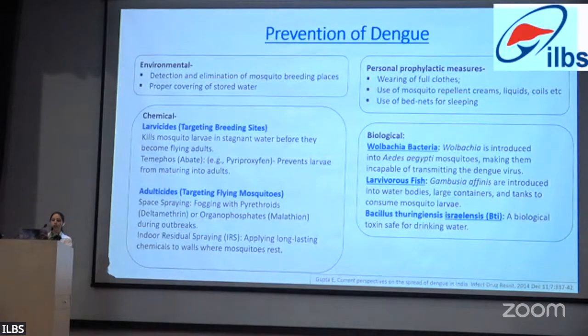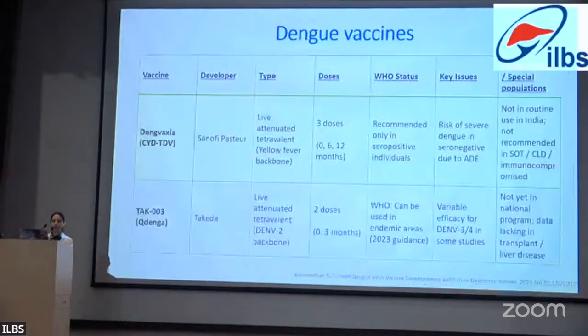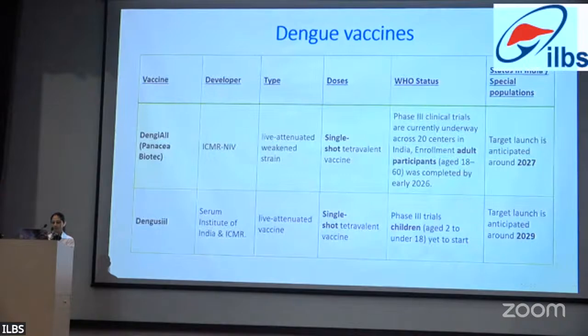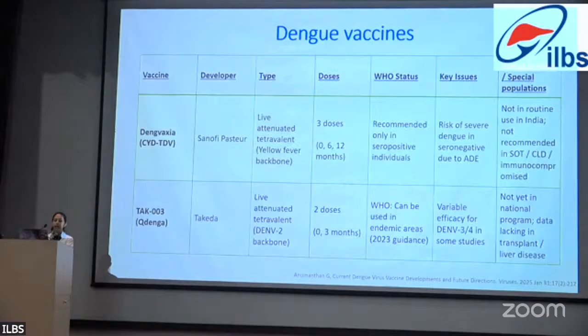Coming on to the prevention of dengue, which includes environmental prevention, chemical prevention, personal prophylactic measures, and biological preventive measures. 2 dengue vaccines are currently recognized on the global stage, Dengvaxia and Qdenga. Dengvaxia was developed by Sanofi Pasteur.